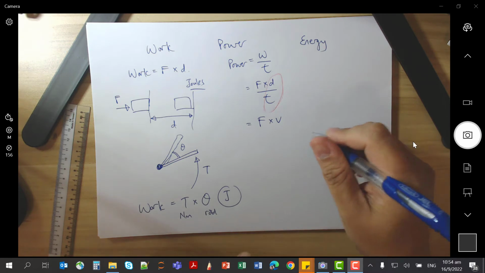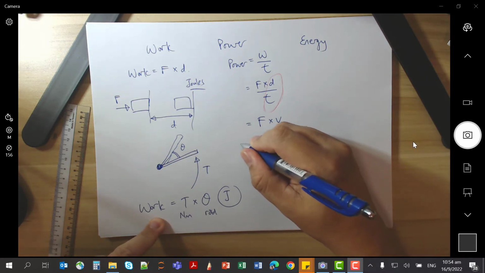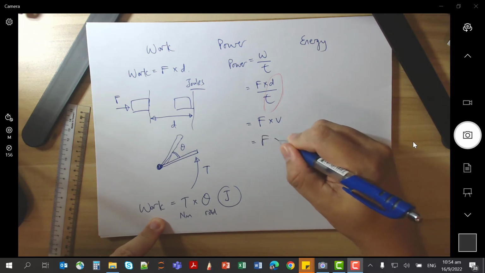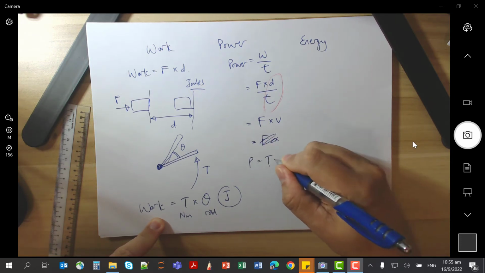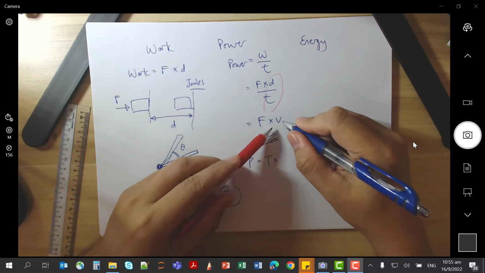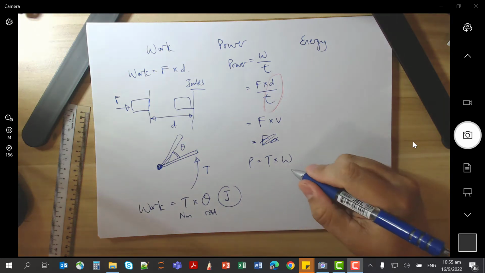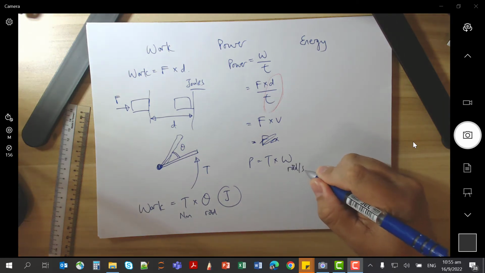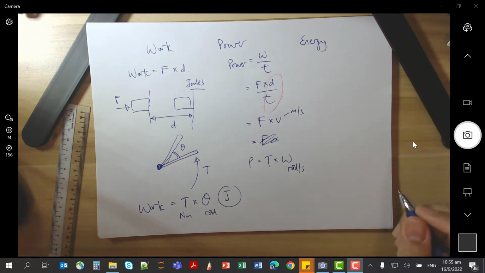If you are looking at the rotational case, power would be torque times, instead of linear velocity, angular velocity, omega. So this is in radians per second, while this velocity would be in meters per second.